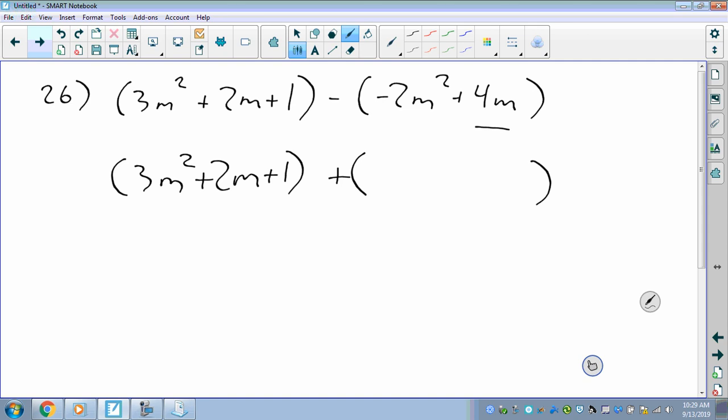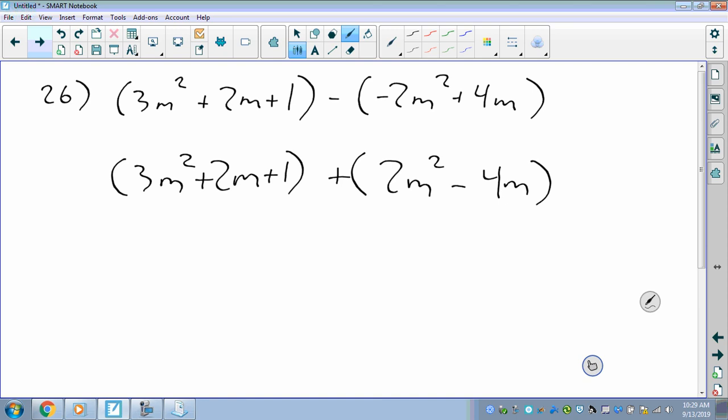So what's negative 2m going to become? I have to flip the sign. So if it was negative 2m, it's going to become, very good, positive 2m. And if it was plus 4m, what's it going to become? Minus 4m, okay? And now we're right back to a problem like we knew before.